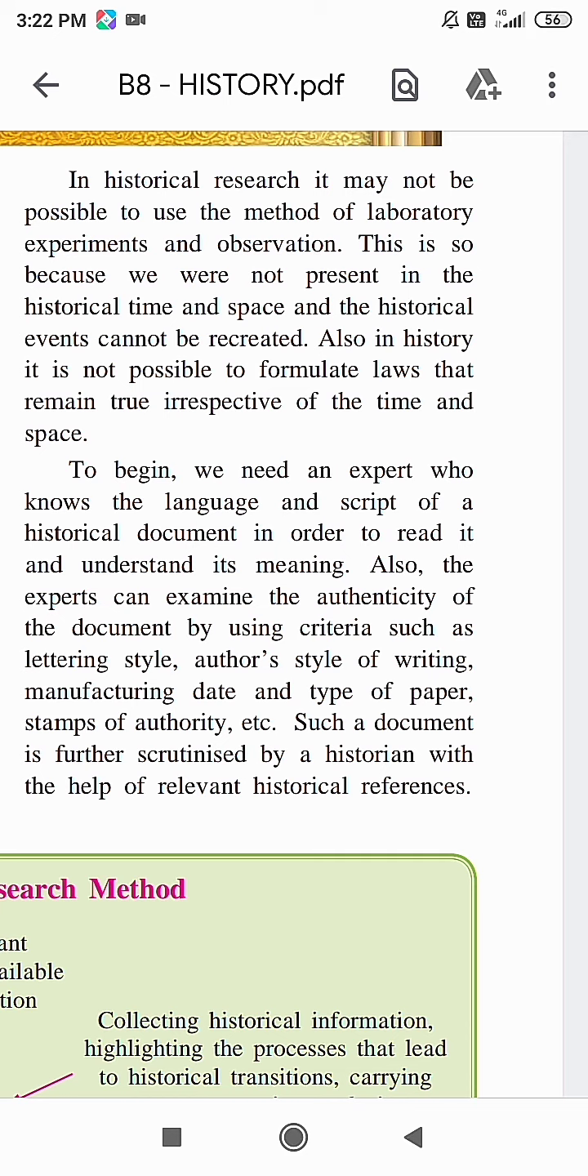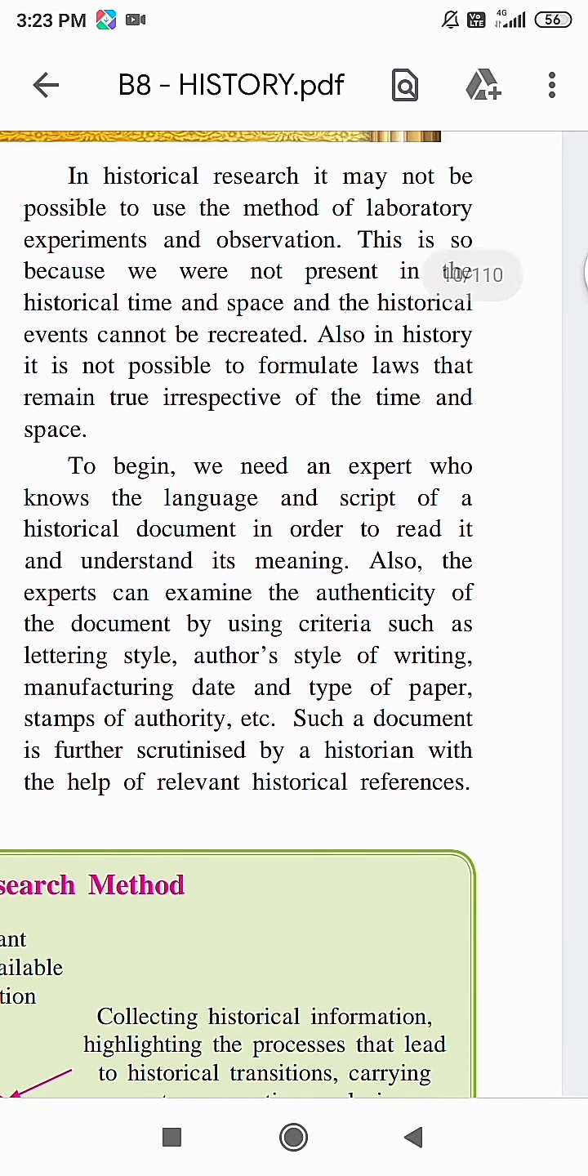can we read that inscription? Can we find out what is there in that coin? I will say no. Because to know about historical events which is related to the coin or the inscription, you require an expert, and for that you require a historian. A historian is considered to be a person who is an expert, who knows the language and the script of the historical document in order to read it and understand its meaning.